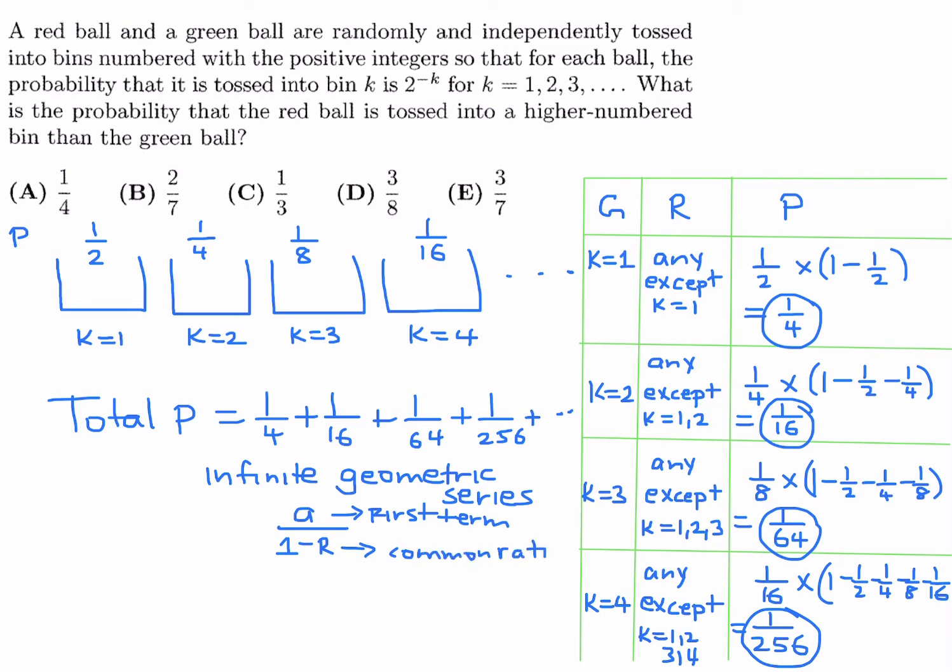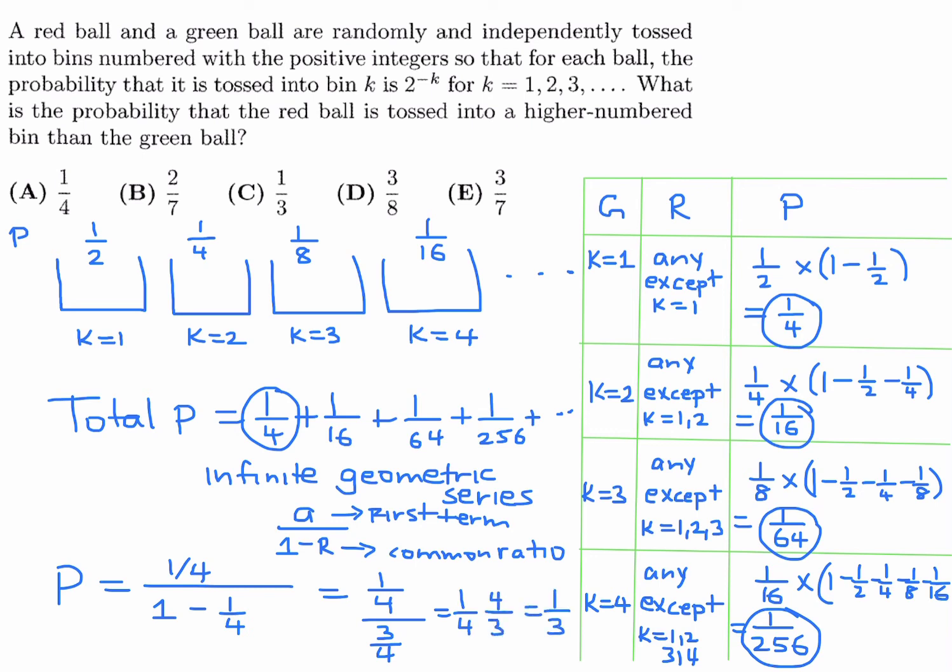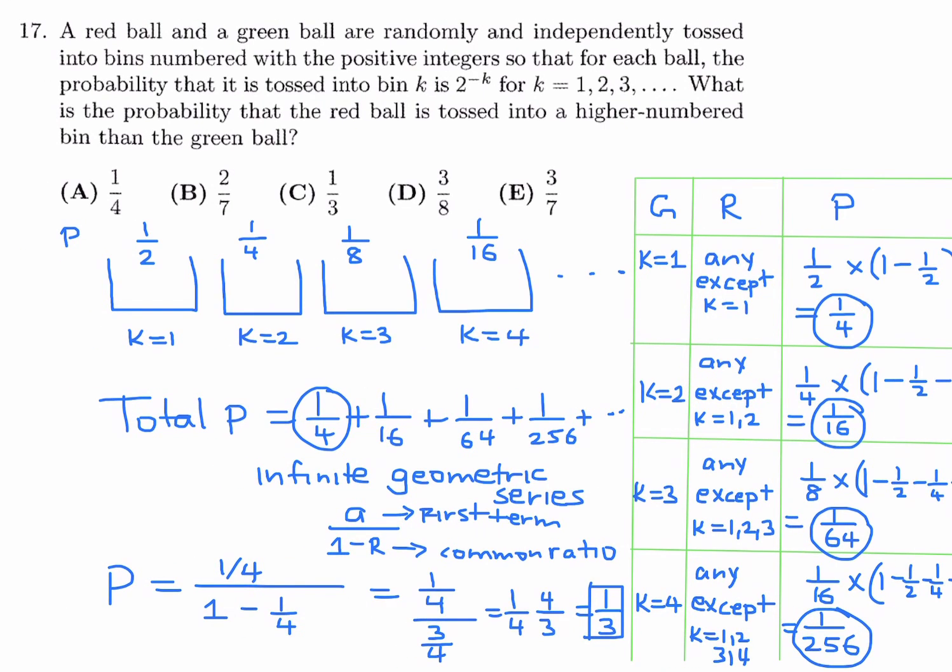So in this question, what is the first term and what is the common ratio? So that means my total probability. The first term is a quarter, so that's a. Common ratio you can get by taking the second term and dividing by the first term. And when you do that, you get a quarter. So the common ratio is a quarter. All right, so this looks like a quarter over 3 over 4. Invert and multiply, and you get 4 over 3, and that is just 1 over 3. So the answer to this question, number 17, is C.